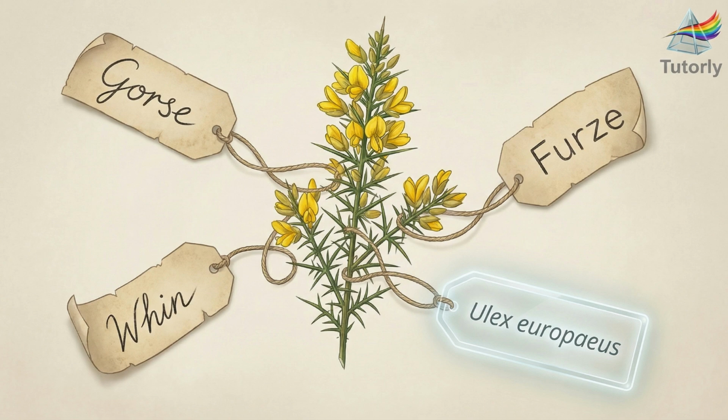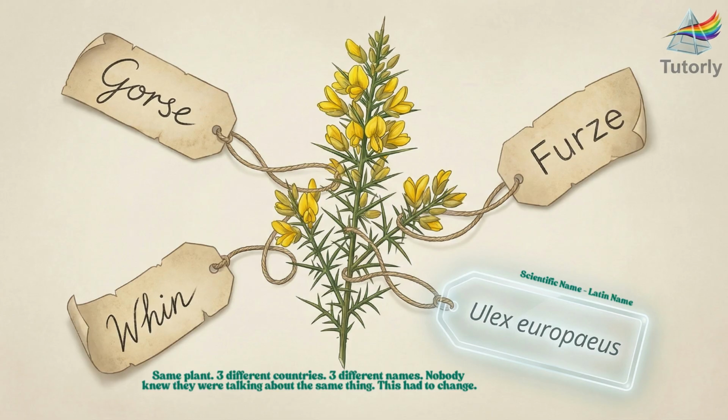A scientist in India discovers a plant and names it in Hindi. A scientist in Germany finds the exact same plant and gives it a completely different name in German. A scientist in Japan does the same. 3 names, same plant. Nobody knows they are talking about the same organism.